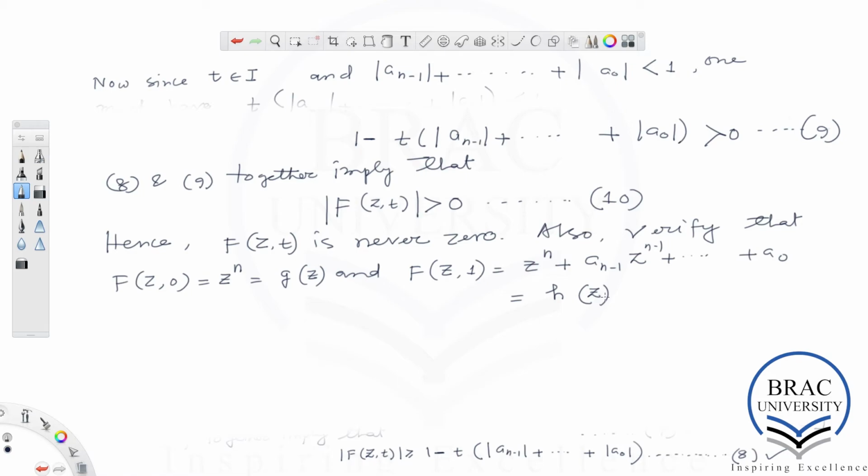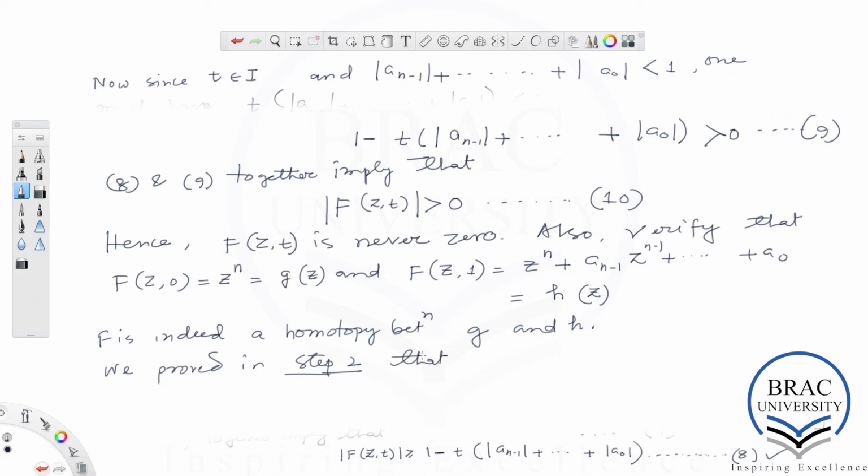Alright, which means that f is indeed a homotopy between the map G and H, right? Okay, good. But we have earlier shown that G is not null homotopic in step 2. We proved in step 2 that G is not null homotopic, right? And now that G and H are homotopic via this continuous map F, H is not null homotopic either.